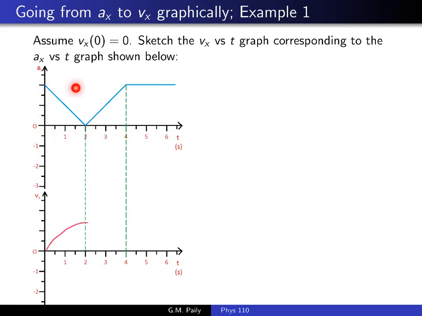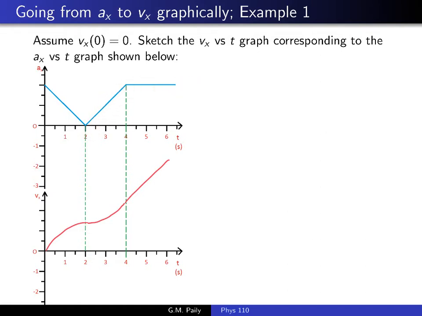We see that in the first part, the acceleration is positive, but is decreasing from some positive number to 0. And so the slope in the v versus t graph will start out positive, but will decrease to 0. And that is what we see over here. In the second part, the acceleration increases from 0 to some positive value. And so we see that the slope here goes from 0 to some positive value. And in this last section, we see that the acceleration is constant and positive, which means that the velocity versus time graph will have a constant positive slope.